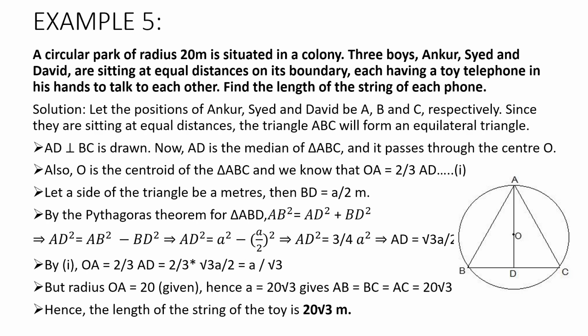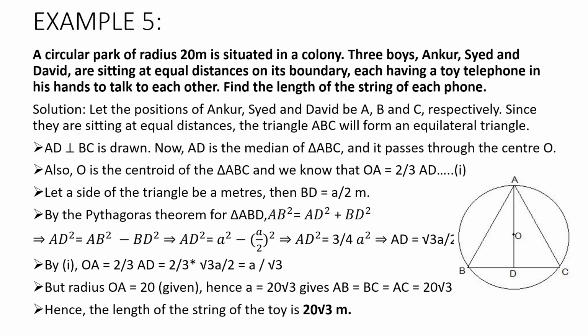We know it passes through the center O. It is the perpendicular, so it will bisect. That means AD is the median. Also, O is the centroid of the triangle ABC, and since O is the centroid, it divides the median in the ratio 2 by 3. That means OA is equal to 2/3 of AD. Consider this as equation 1. OA is equal to 2/3 of AD.